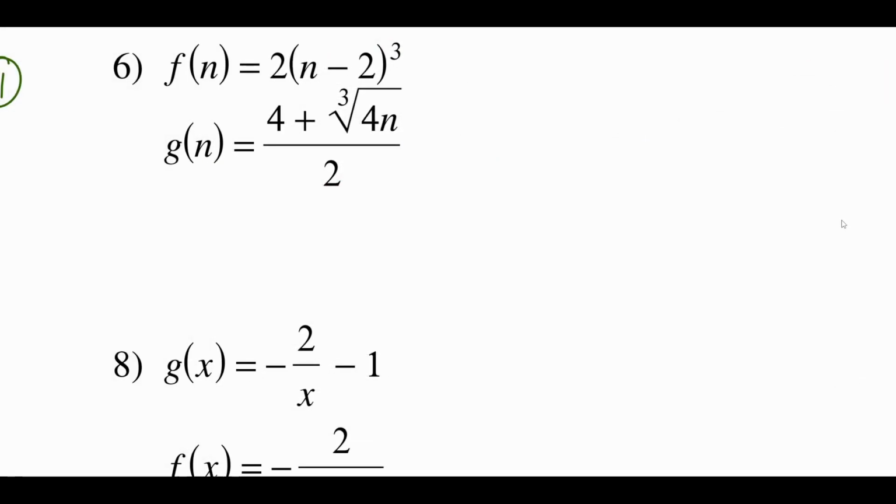Moving on to number 6, let's start by plugging in n equal to 0. So f of 0 is going to give me 2 times negative 2 cubed.